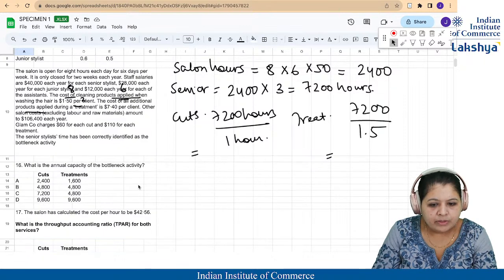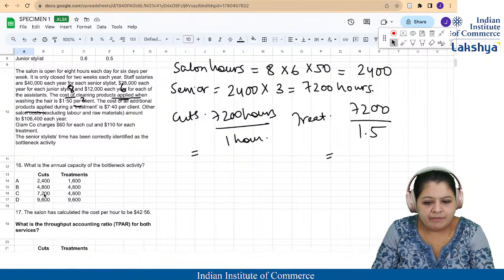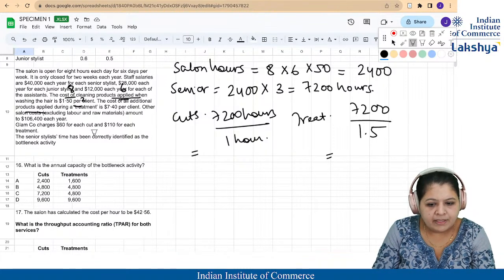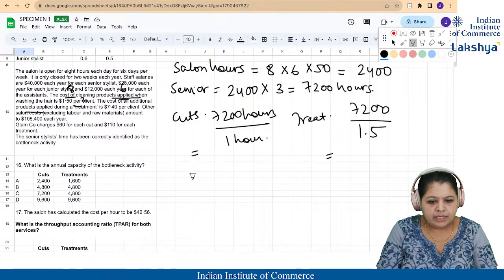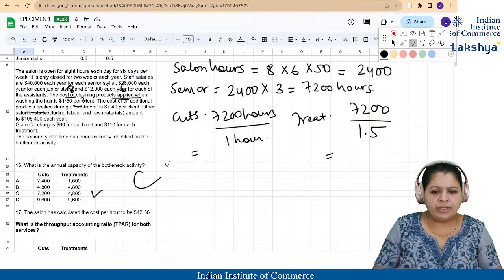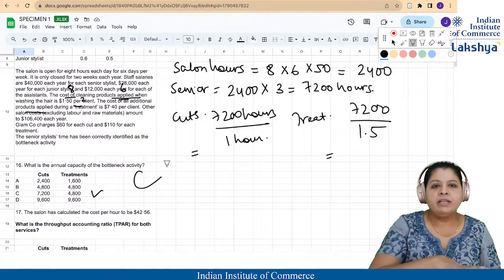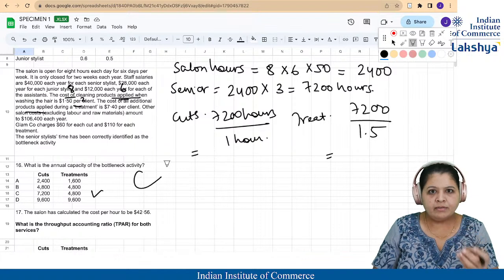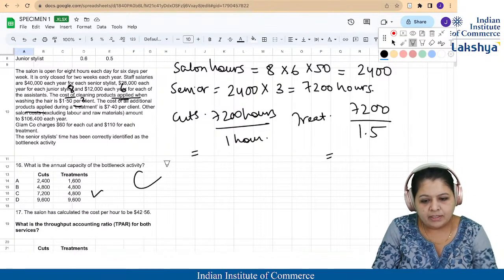I'm just going to go here. There is only one option that signifies a cut with 7,200 hours, which is your answer D, sorry, answer C, and hence C is your answer. So we're just going logically. In fact, we don't even need to find out the values once we do those two simple calculations, right?